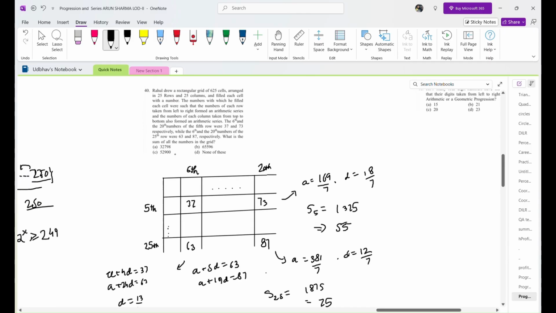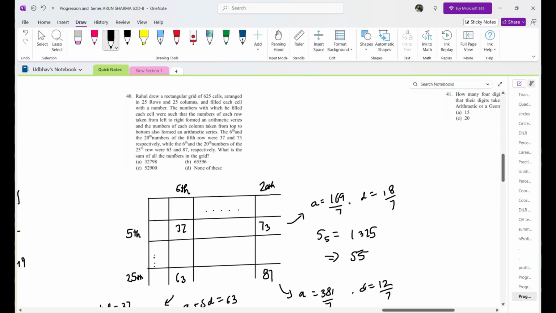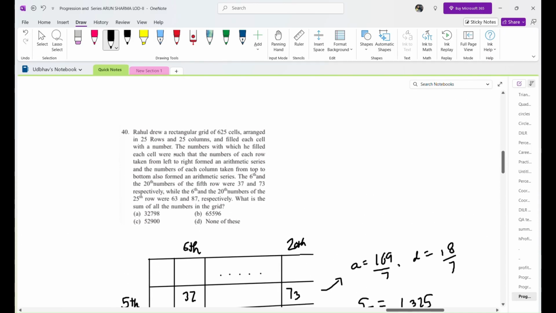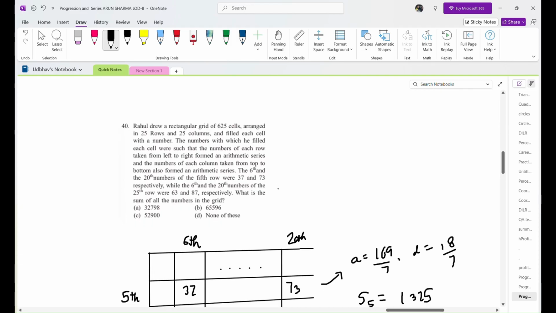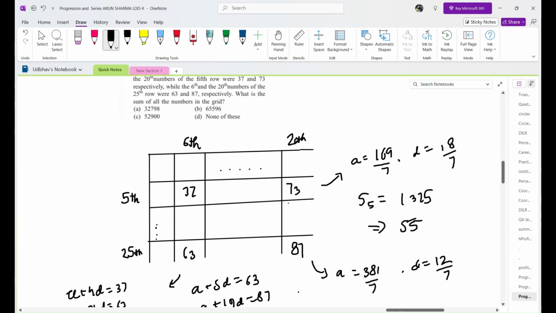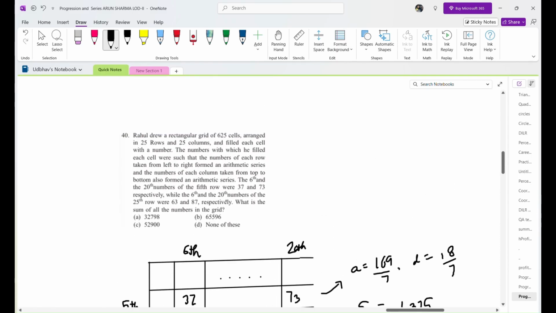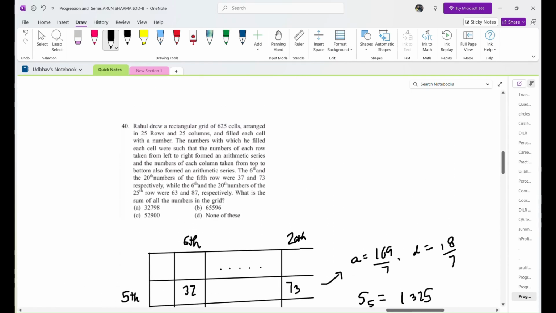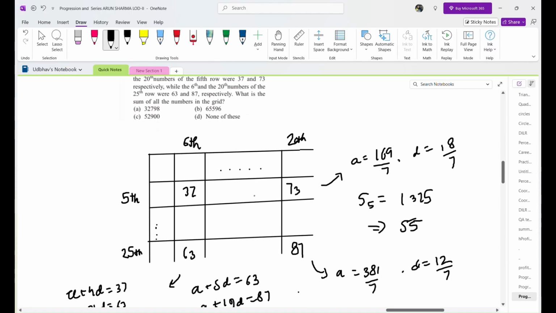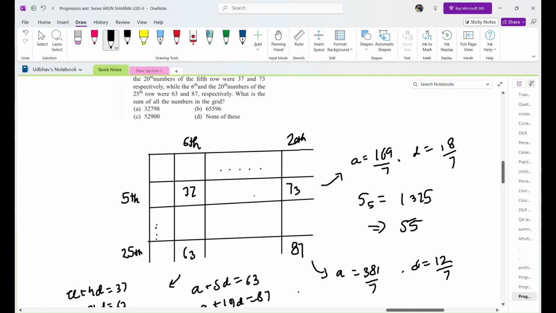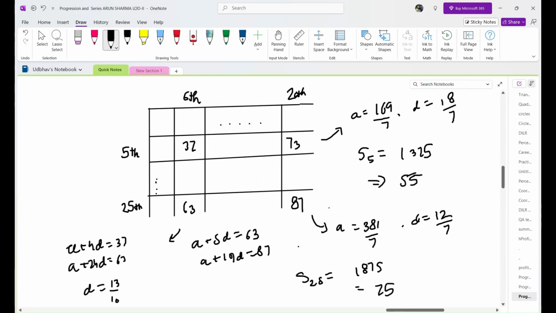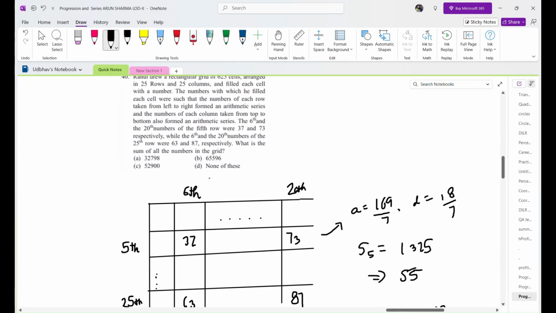So for the 40th question, we'll have an approach where we'll use the options to find the answer. After reading the question, it's a pretty complicated question. If you want to solve it exactly and get the exact value, it's pretty complicated. We're not going into that. So this is the information given to us.